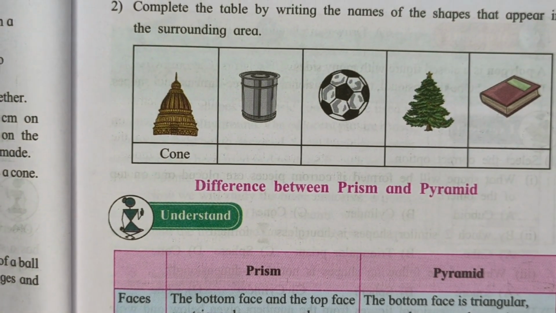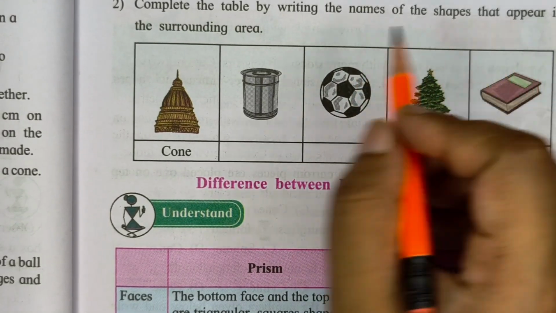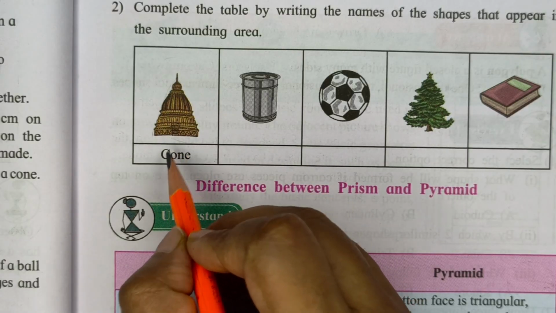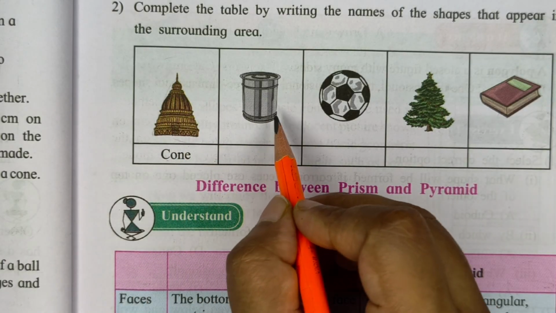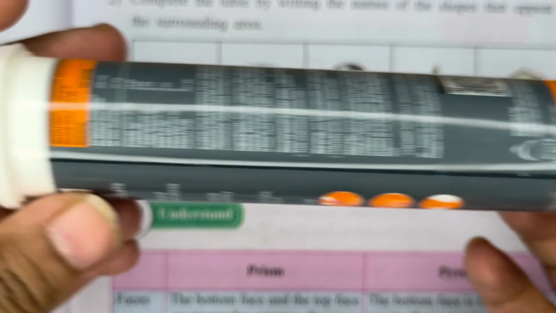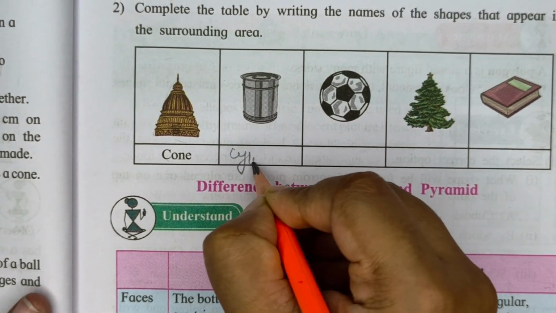Complete the table by writing the names of the shapes that appear in the surrounding area. Now this shape is forming a cone. Now this shape is forming a cylinder. This bottle that I showed you, a cylindrical bottle, is like a cylinder. So this bottle is forming a cylinder.